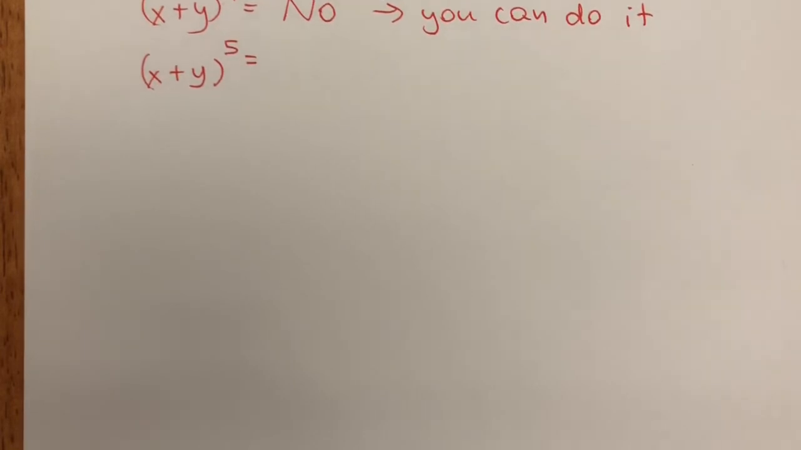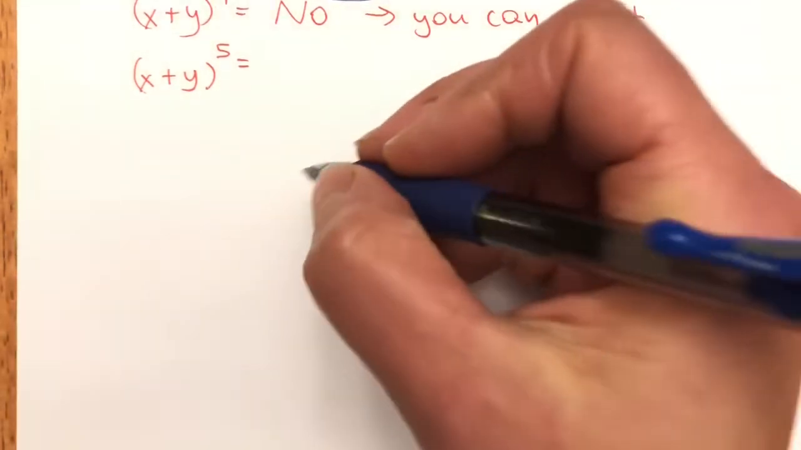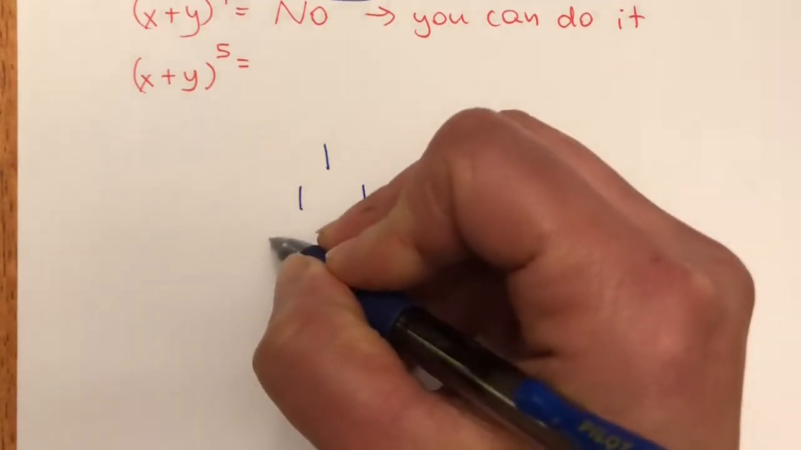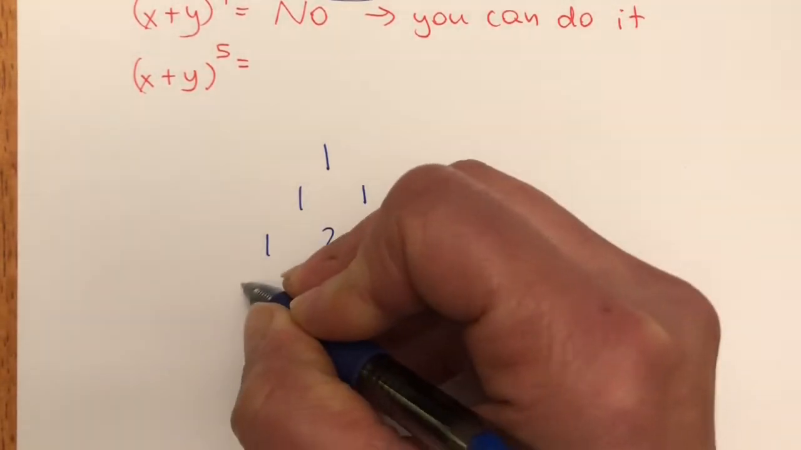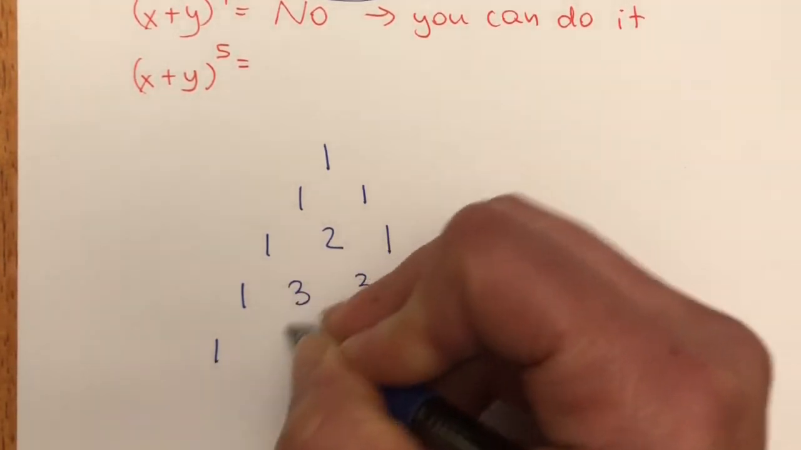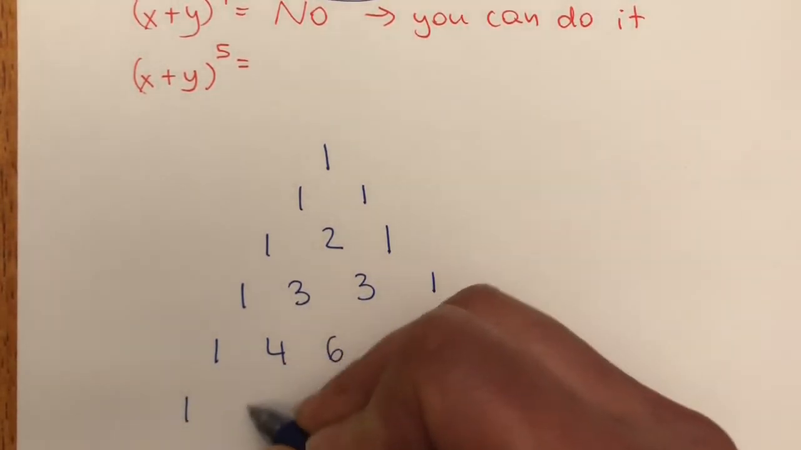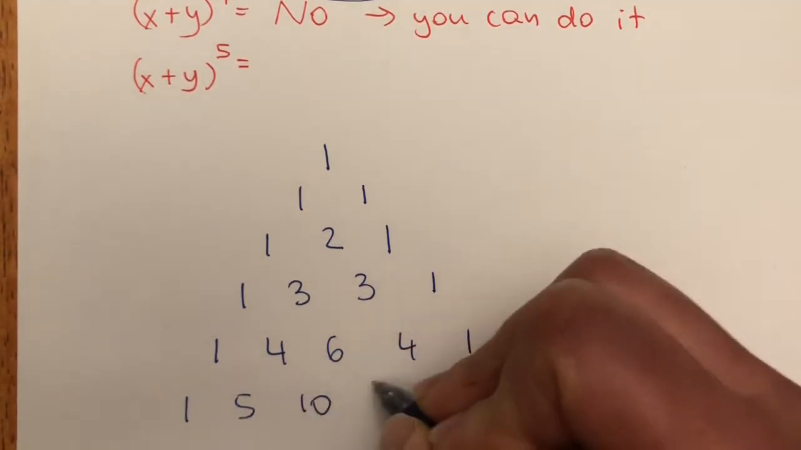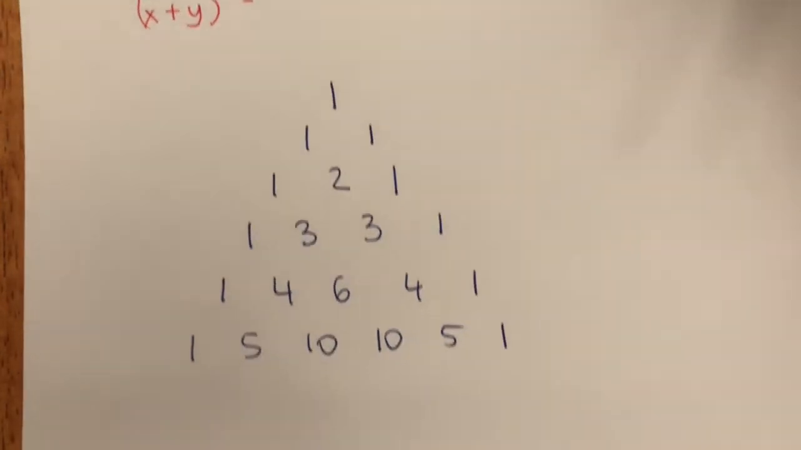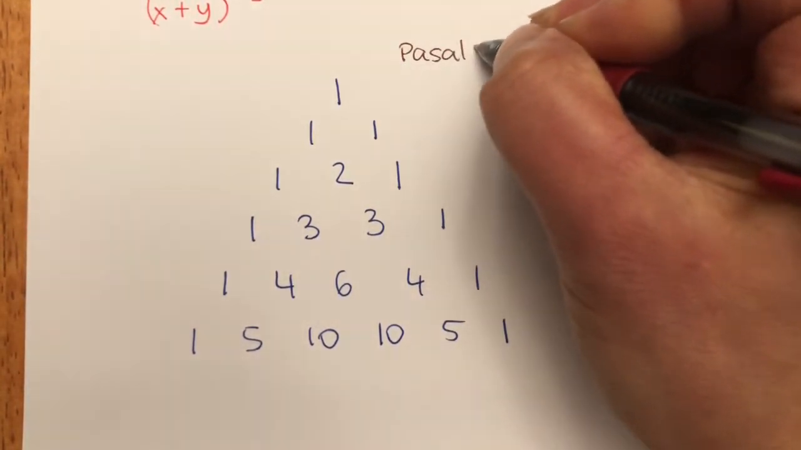There's a beautiful triangle that consists of many patterns. And I'm sure you've seen this before. It looks like this. 1; 1, 1; 1, 2, 1; 1, 3, 3, 1; 1, 4, 6, 4, 1; 1, 5, 10, 10, 5, 1, and we could keep going. If you've seen it before, I hope you remember that it's called Pascal's triangle.